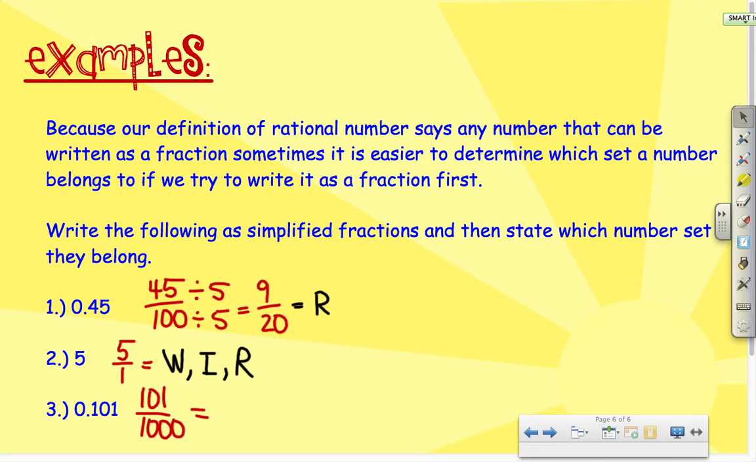So is 101 thousandths a whole number? No. Is it an integer? No, because it's not a whole number, it's a partial, but it is a rational number because I can write it as a fraction.